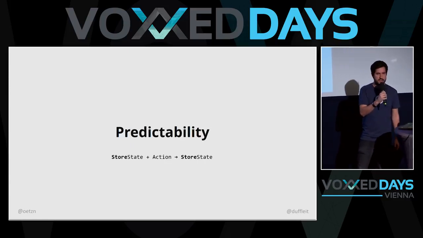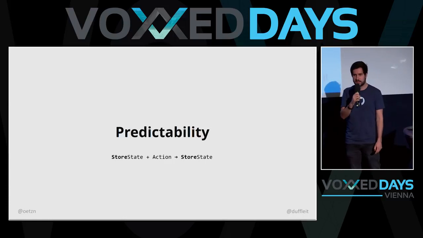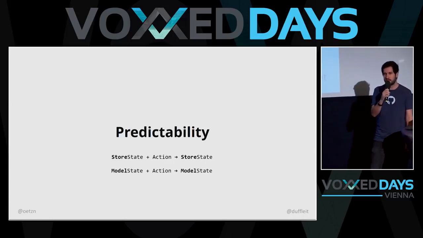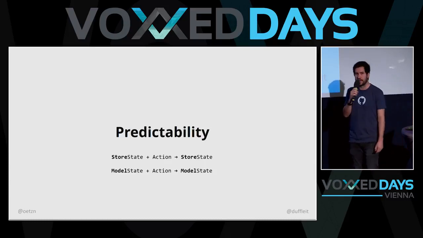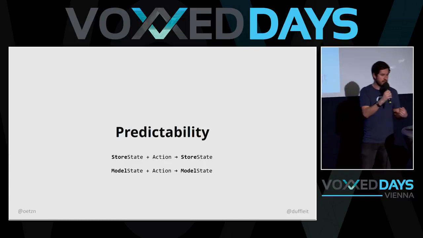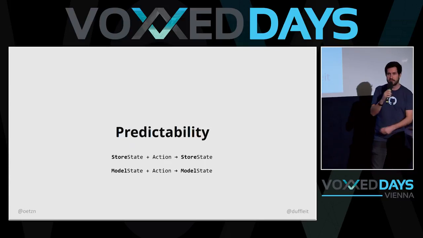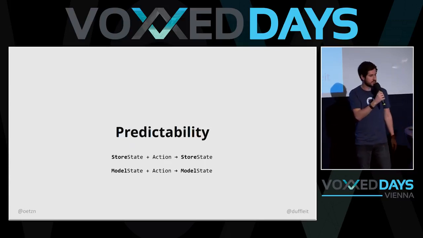And the thing is, if we just take this to the object-oriented world, it's the same thing in MVC. We have a model that has some initial state. We apply an action, which is probably a method call, or we send it a message, and we get a new model state. And this can be tested in exactly the same way as the Redux variant.